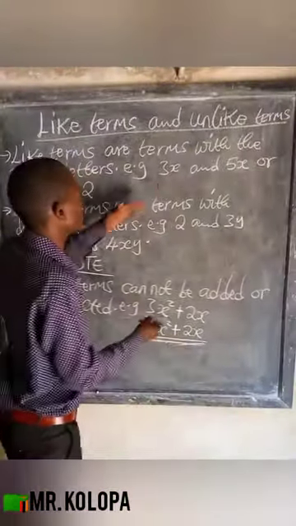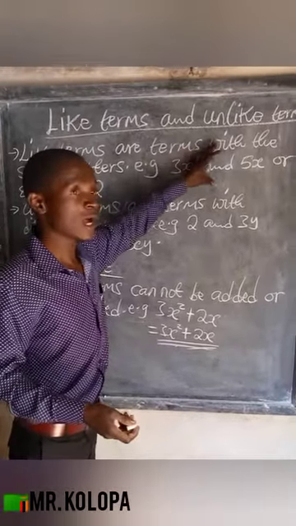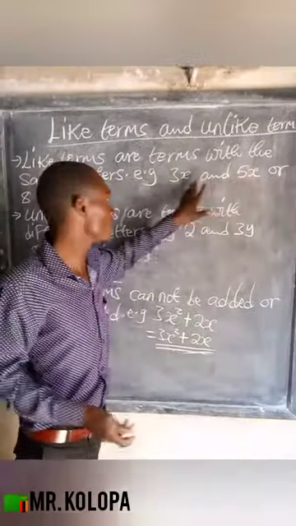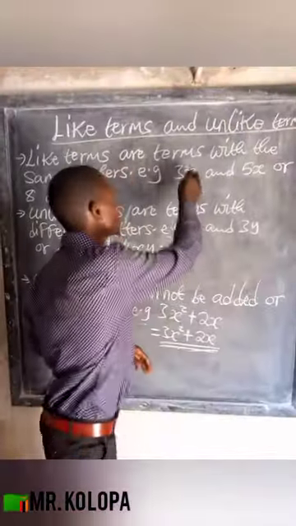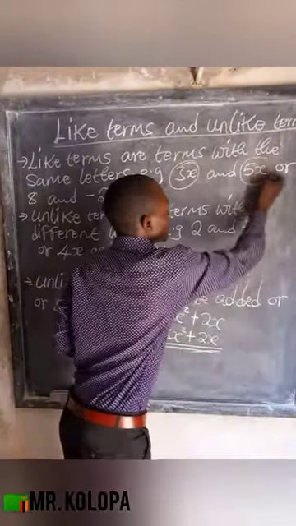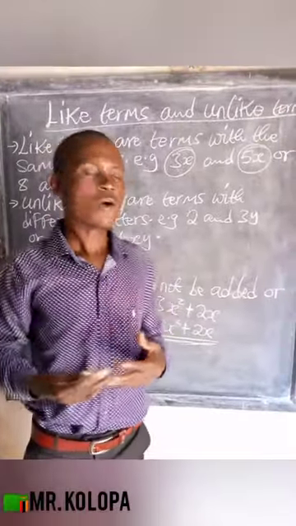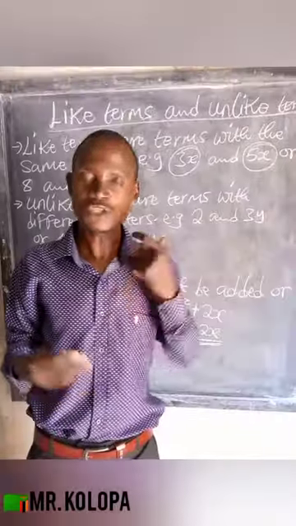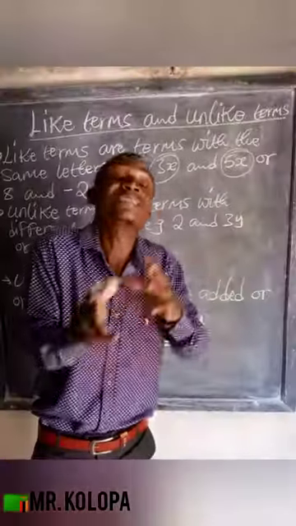For example, in this case we have like terms. We have 3x and 5x. What makes these two like terms is the letter. All these terms have the letter x, which makes them like terms. So like terms are terms with the same letter.